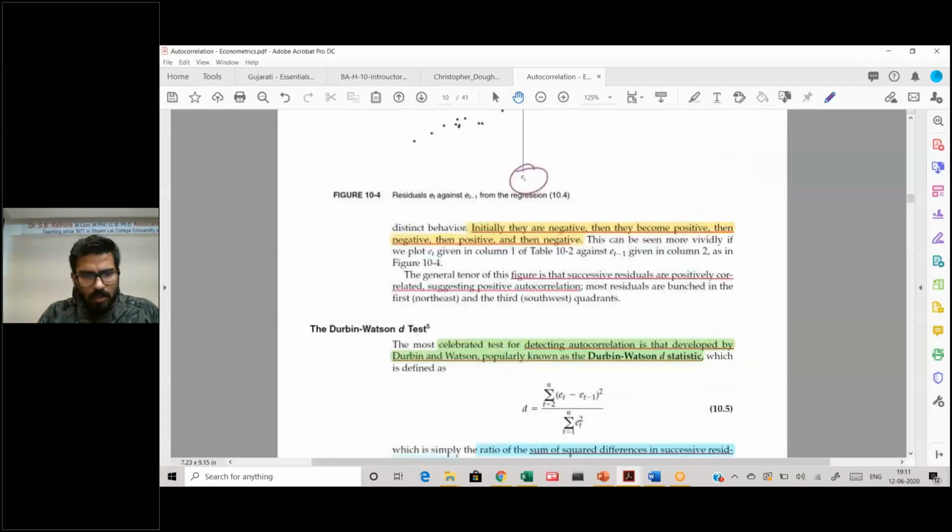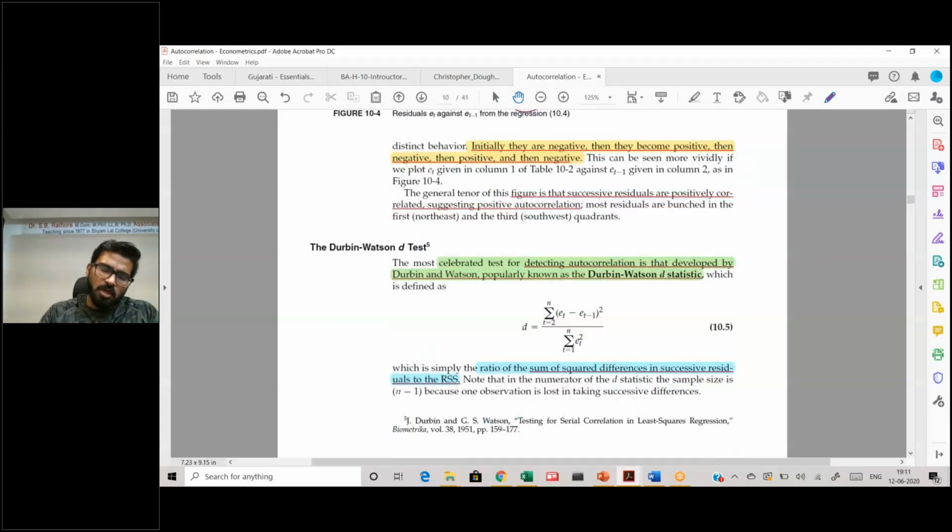So the first was your graphical test. Then comes your second test and the most celebrated test, which is the Durbin-Watson D test. Now, what is the Durbin-Watson D test? The D statistic is computed in this particular way. What you do is you take the error, subtract the error of the previous time period, and square it.